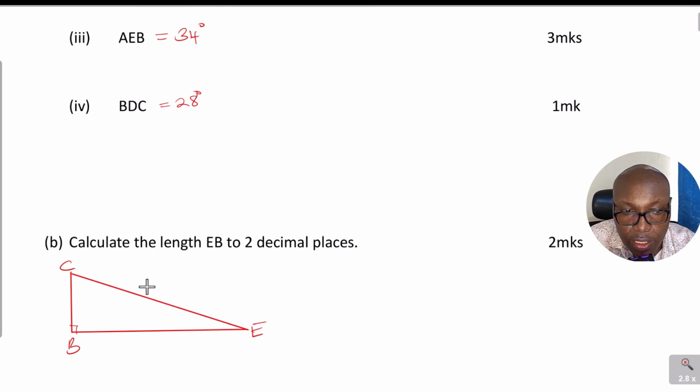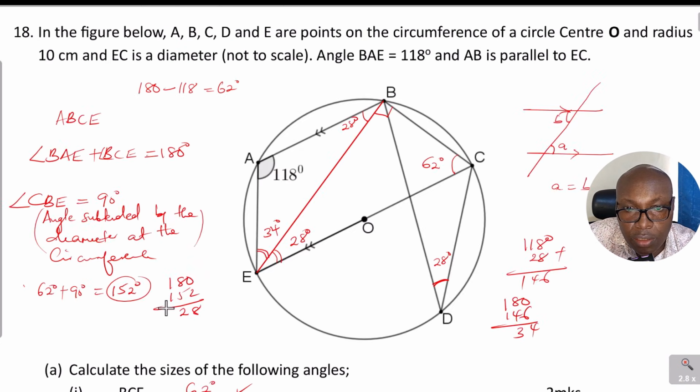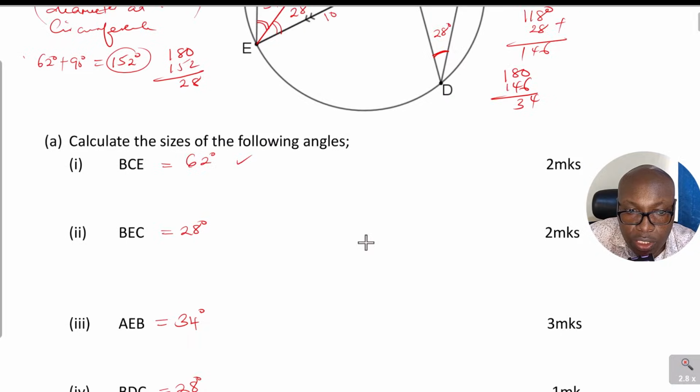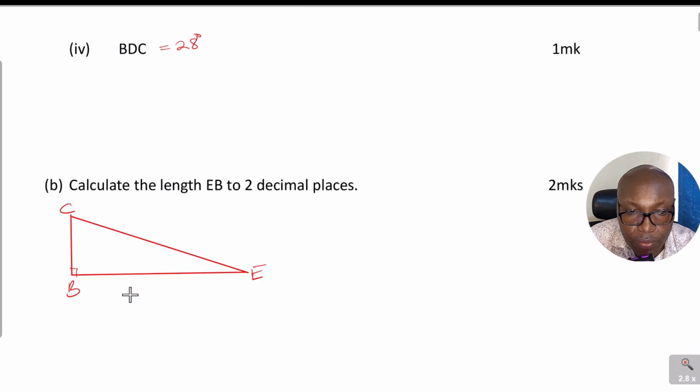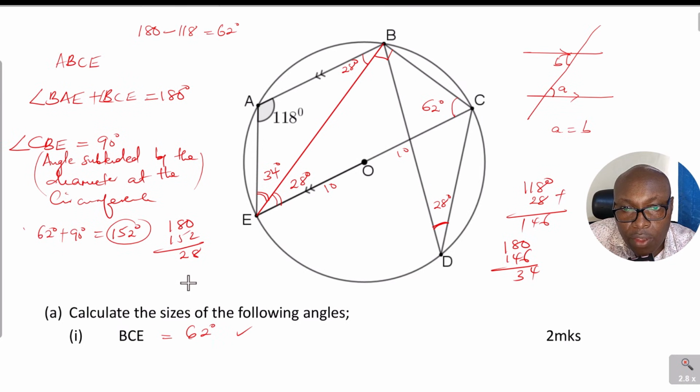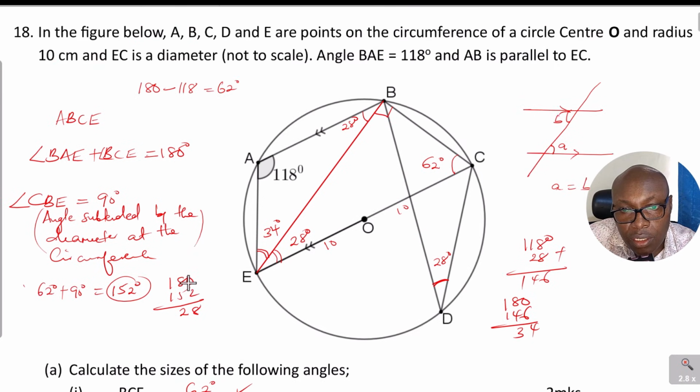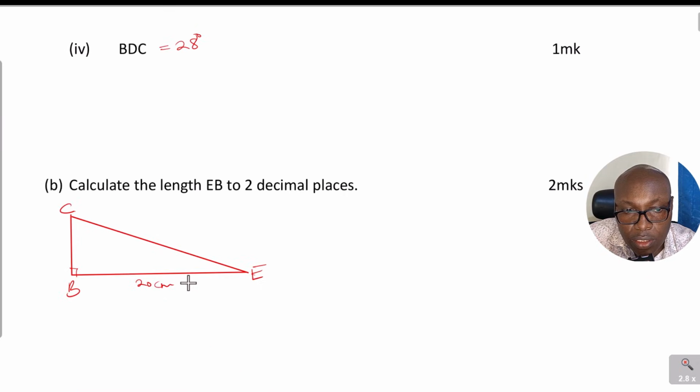So we need to get the length EB. We have the radius given as 10 centimeters. So this one is 10. So EC, the whole length EC, will be the diameter. That will be 20 centimeters. So this will be 20 centimeters, not degrees. And then we have the angles. The angle BCE is 62. It is here, 62.